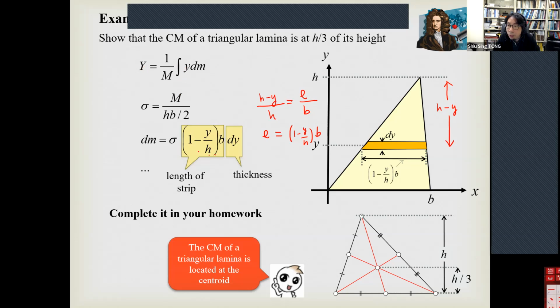Eventually, after doing all this integration, you should be able to find that the y coordinate is equal to h/3. Now I leave it to you as an exercise. Try to complete it in your homework. I have outlined all the methods for you so that you will not find the calculation too difficult. But it is important for you to understand the concept. If you don't understand it, just review this part of my teaching, and when you understand it, you go and do the homework.